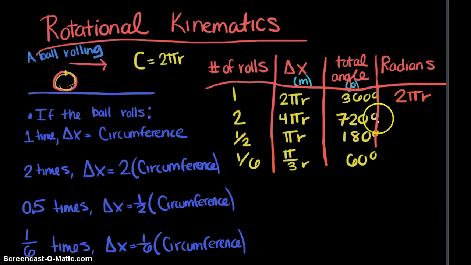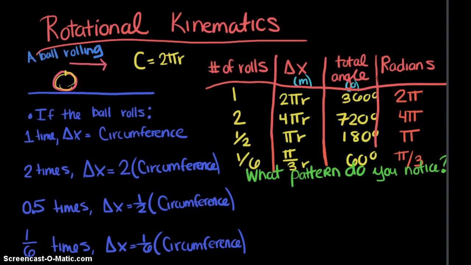So 720 degrees would be double that, so that's 4 pi radians. I don't know why I put r here. I'm talking about radians here. So 2 pi radians for the first one, 4 pi. If I'm undergoing half a rotation here, then this has a value of pi radians. And then finally, the 60 degrees is pi over 3 radians. So now I'd ask you, what pattern do you notice here?